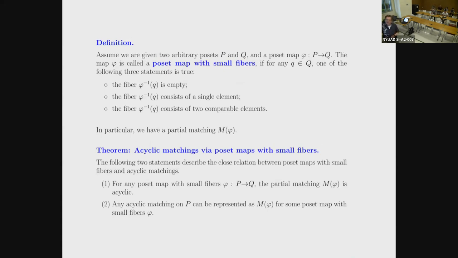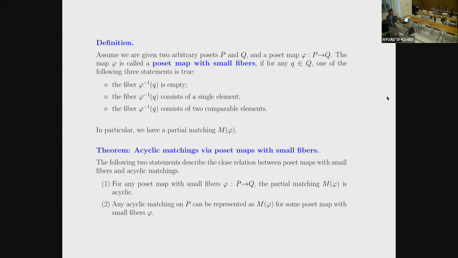From the theoretical point of view, though, you can also view it this way, which I personally find a good way to understand this, because it was always a bit difficult for me to wrap my mind around these combinatorial conditions of simplicial matchings. One way to see it is the following. If I have two arbitrary posets, P and Q, and a poset map, which is the same as in categories, but for posets it's called a poset map. Then I would call this poset map special if for any element q in Q, its preimage, well, it would be empty, of course, but if it's not, then it's either a single element or exactly two comparable elements. This is a special family of maps.